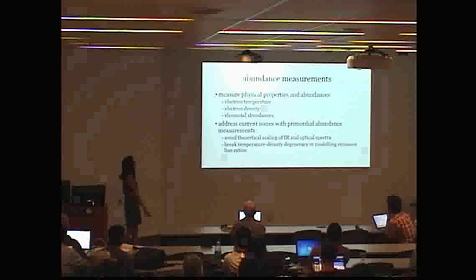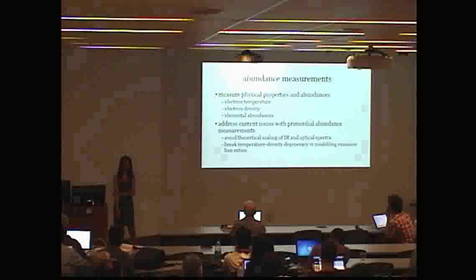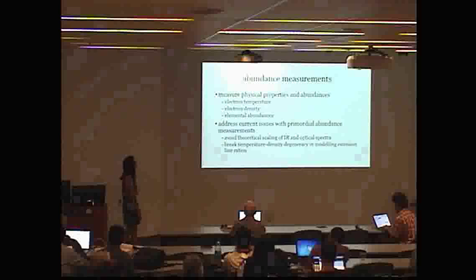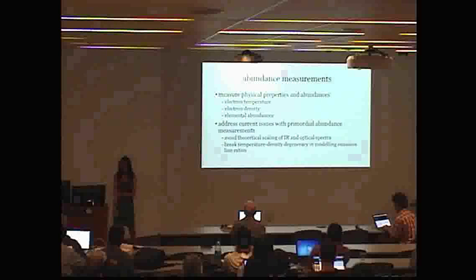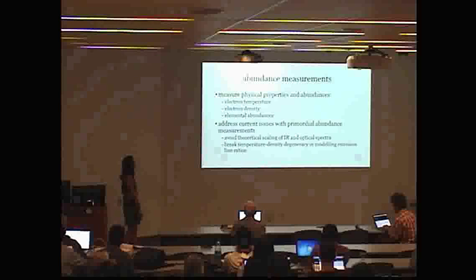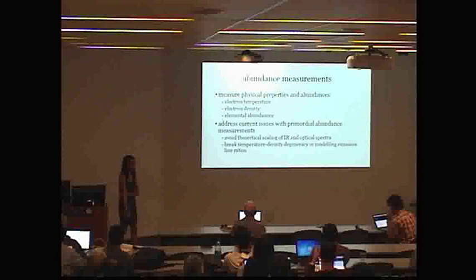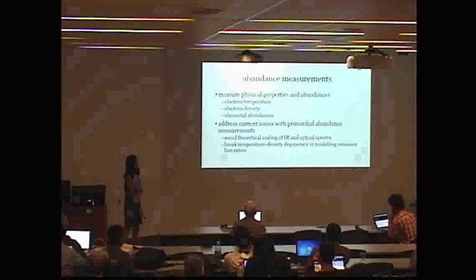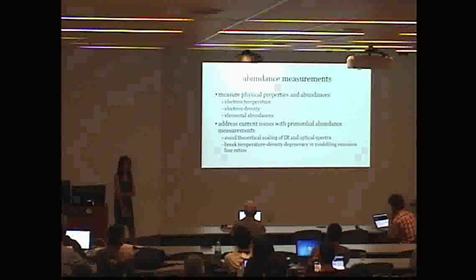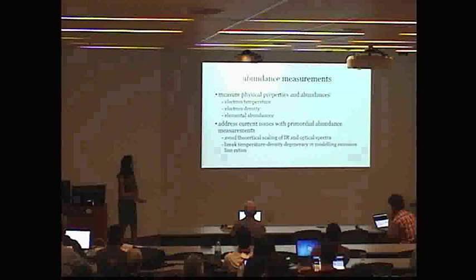And so I'm now determining the physical properties, so the electron temperature and density of our set of galaxies. And we will eventually measure elemental abundances, but especially with our Keck data, we have the ability to address some of the current issues with primordial abundance measurements. So current measurements use a theoretical scaling of the infrared and optical spectra. With LRES and NearSpec, we will be obtaining continuous coverage between the optical and infrared for the first time. And we want to break the temperature density degeneracy in modeling emission line fluxes.